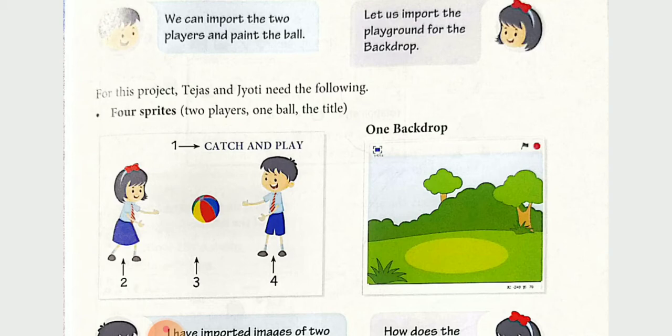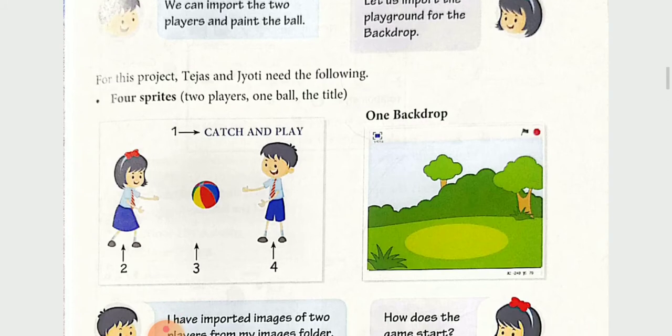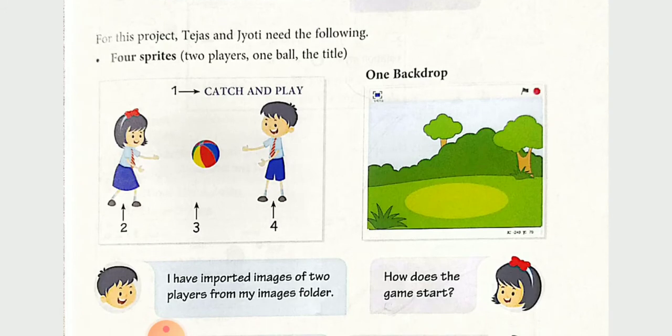For this project, Tejas and Jyoti need the following things. First, Tejas and Jyoti have 4 sprites. In these 4 sprites, there are 2 players, 1 ball, and the title of the game. Here you can see in this picture, first, Catch and Play is the title of the game. Second sprite is the girl, third is the ball, and fourth the boy, and at last one backdrop of playground.